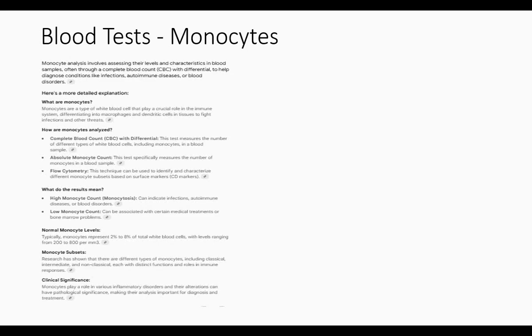What do the results mean? A high monocyte count can indicate infections, autoimmune disease, or blood disorder. On the other side, a low monocyte count may be associated with certain medical treatments or bone marrow problems. Normal range is anywhere between 200 to 800 per cubic millimeter. Now, this may vary between labs. You may check your reference values for your lab results to check your normal range.